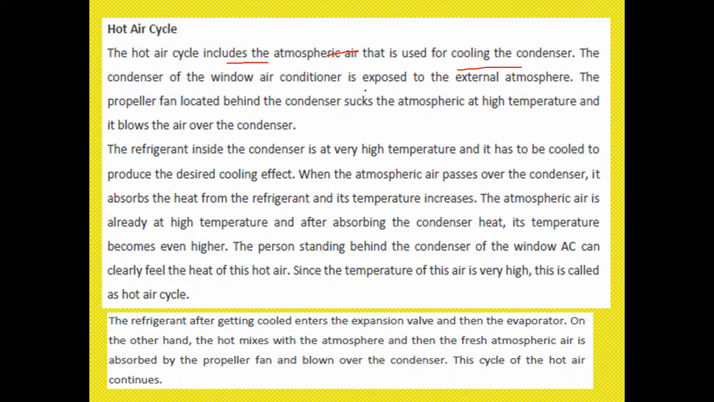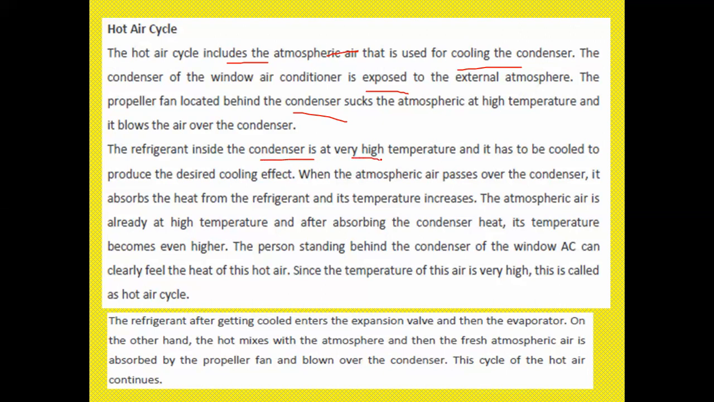The condenser of the window air conditioner is exposed to the external atmosphere. So finally, the condenser will be outside, and the evaporator and the blower will be inside. The propeller fan located behind the condenser sucks the atmospheric air. The propeller fan takes the atmospheric air, which is at high temperature, and blows it over the condenser.